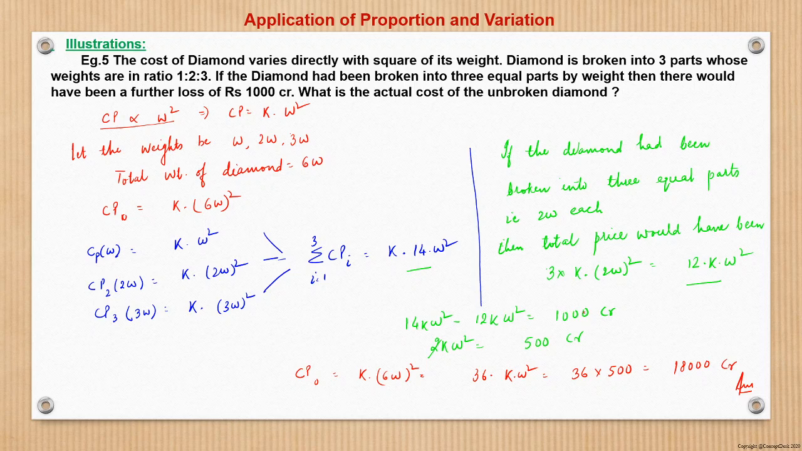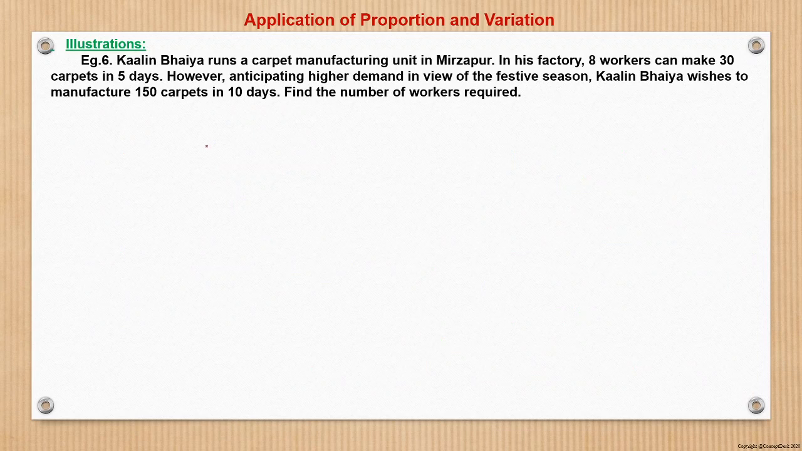So now next we'll move to question number 6. Here the question says Kaleen Bhaiya runs a carpet manufacturing unit in Mirzapur. In his factory, 8 workers can make 30 carpets in 5 days. However, anticipating higher demand in view of the festive season, Kaleen Bhaiya wishes to manufacture 150 carpets in 10 days. Find the number of workers required.